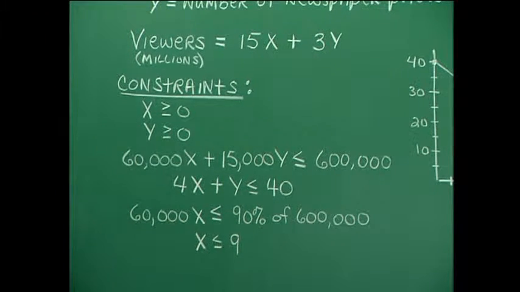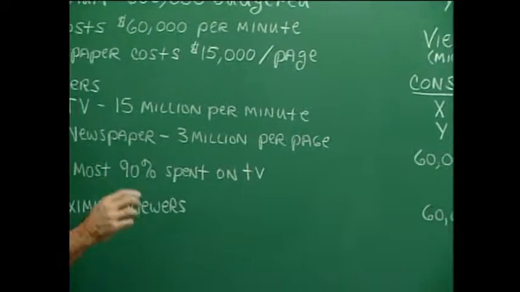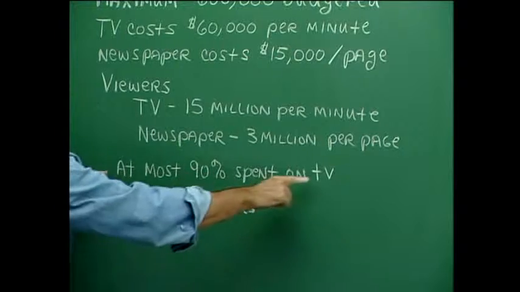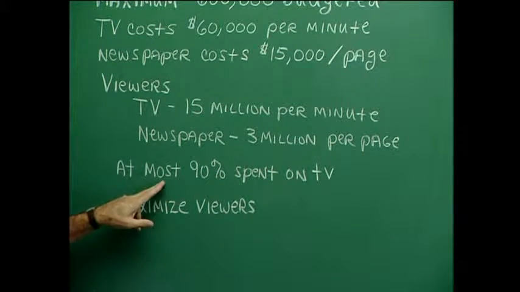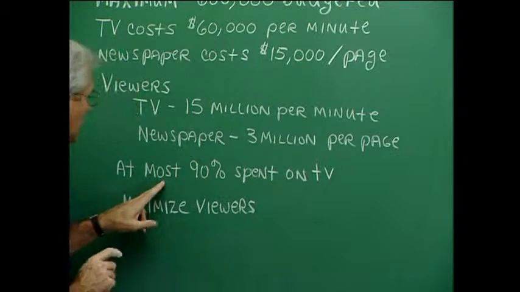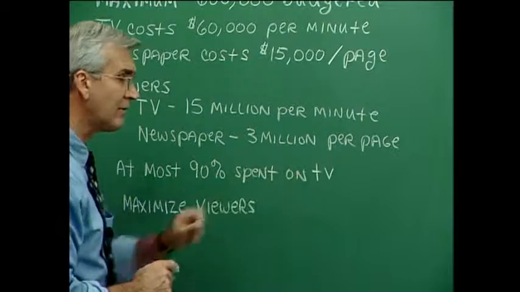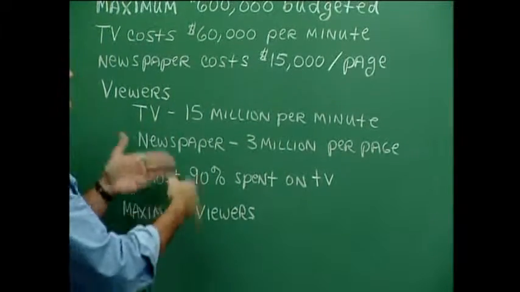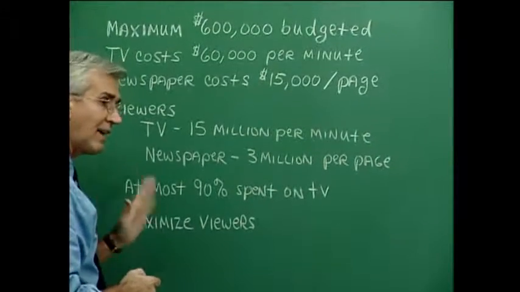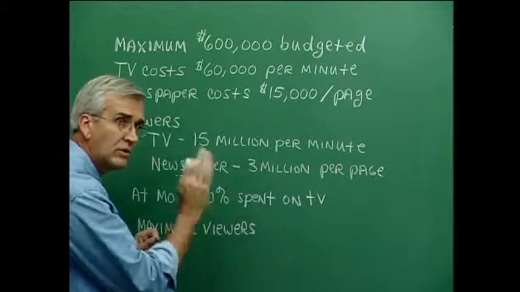Then we come back over here and we look for more information having to do with constraints, something having to do with inequality. The only thing left over in all this information turns out to be this business. At most, that's an inequality idea, at most 90% of the entire budget is to be spent on TV. Now we could calculate 90% of the entire budget. That's 90% of $600,000. That's $540,000. That's the most that we can spend on TV.